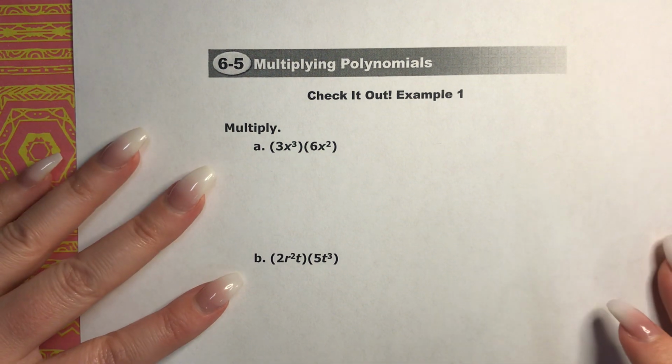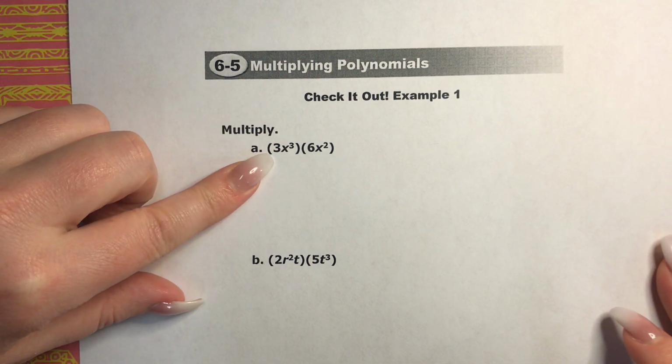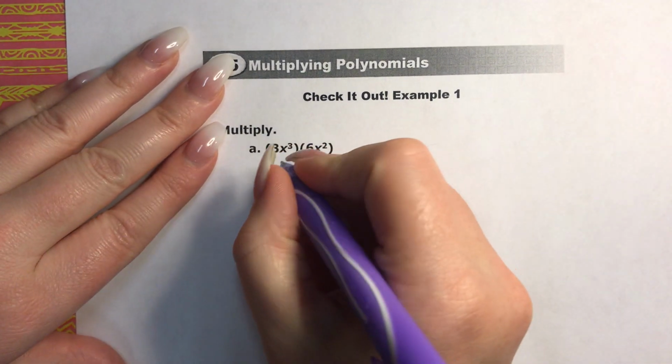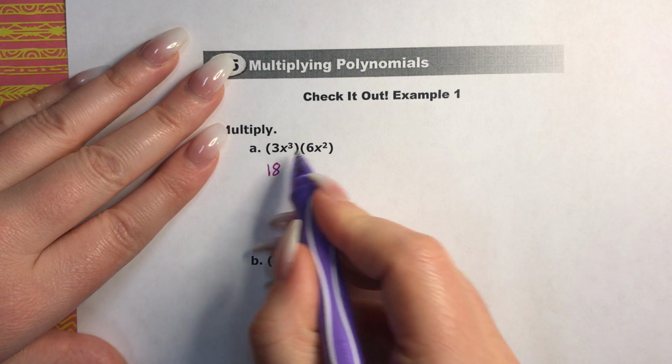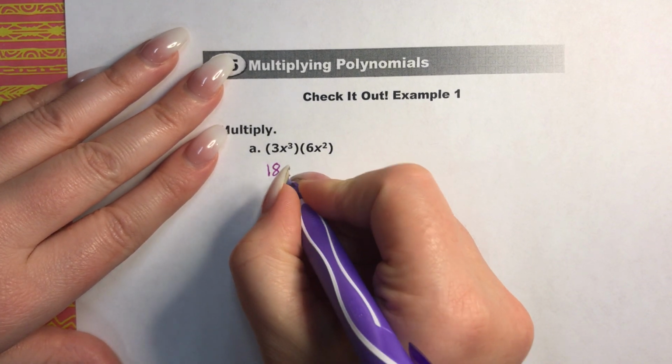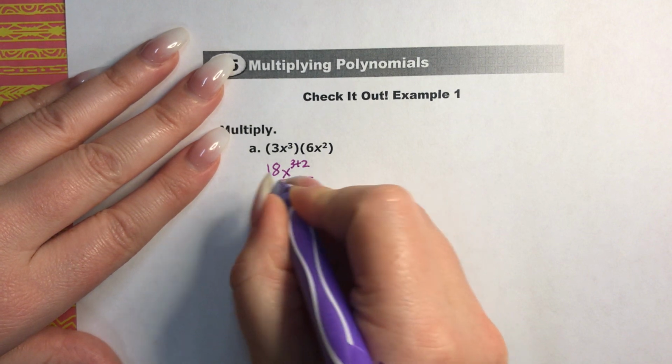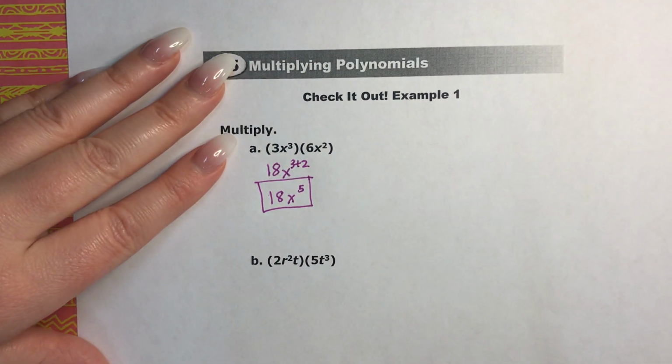Okay, let's see how you did. So here, we're going to do the numbers first. 3 times 6. Oh, sorry about that. I shook it. 3 times 6 is 18. And then we have x to the third times x squared. It's going to be product rule. We're going to go 3 plus 2, 18x to the 5th power. Boom, shakalaka. If you got that right, great job.